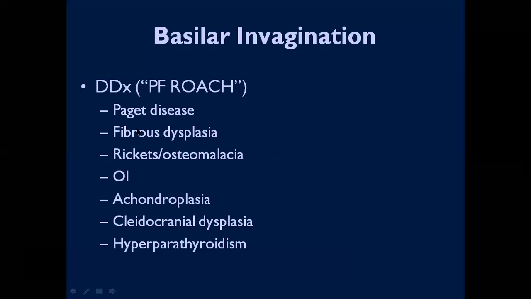Basilar invagination. If this patient is old, go for Paget. If this patient is young, go for fibrous dysplasia. More younger, rickets, osteomalacia, osteogenesis imperfecta, and arachnoid cyst, cleidocranial dysplasia, hyperparathyroidism. Don't forget it, it's very important. Try to make a mnemonic, whatever, any word that reminds you of Paget, fibrous dysplasia, rickets, whatever. Okay.